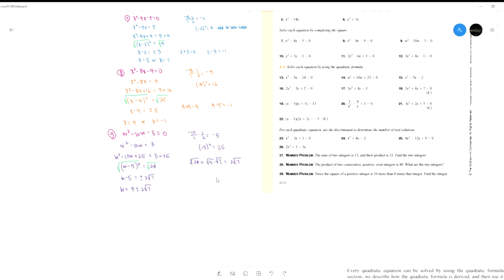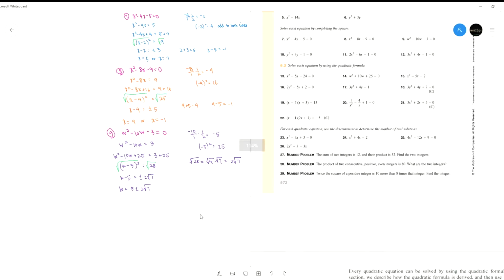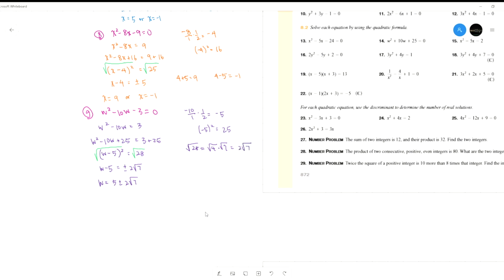Last but not least, we have number 10. Number 10 is y squared. I'll do that over here. Number 10. Oh, I want to stay consistent. Let me use this. Number 10. Y squared plus 3y minus 1 is equal to 0.